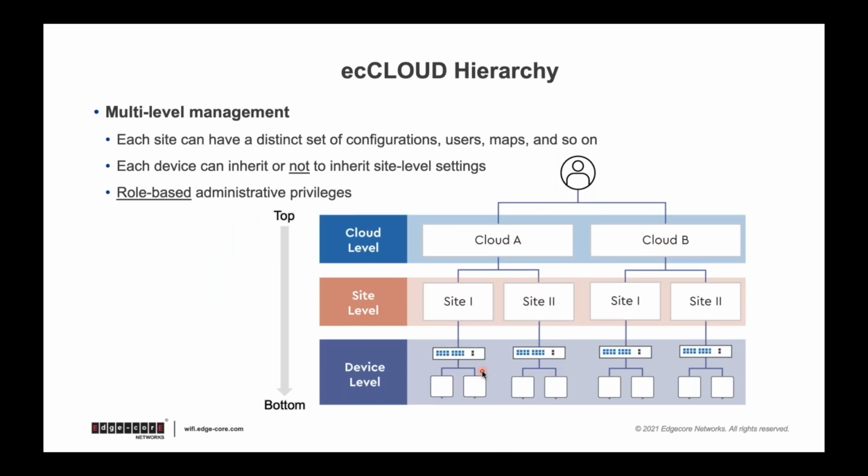Okay, and then we will start to share some ecCLOUD properties and advanced features. The first one we would like to share is the ecCLOUD configuration hierarchy. Here we have three levels: cloud level, site level, and the device level. In the cloud level, administrators can create multiple sites, and administrators can also group multiple devices in one site.